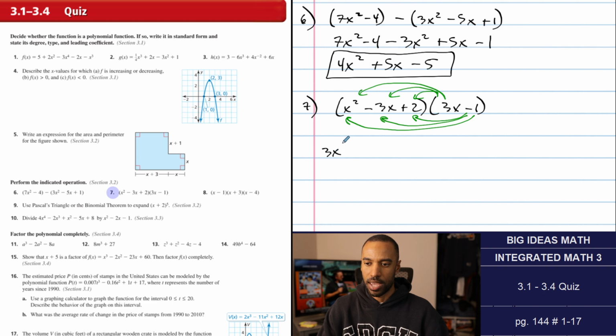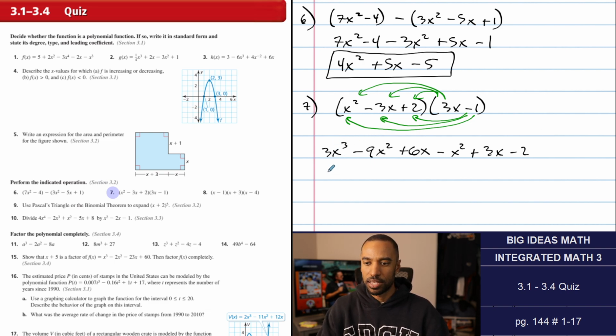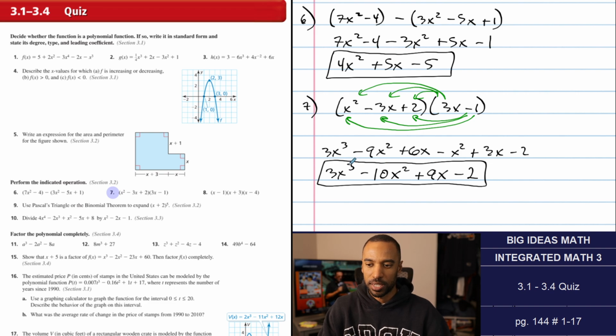3x times x squared is 3x cubed. 3x times -3x is -9x squared. And 3x times 2 is 6x. Now -1 multiplies with these as well. We get -1x squared plus 3x minus 2. Remember, it's a -1 that multiplies to all 3. Now you combine like terms with that. 3x cubed minus 9x squared minus x squared is -10x squared. Plus 6x plus 3x plus 9x, and that minus 2. There is the simplification. We got a cubic. We got a cubic, people.